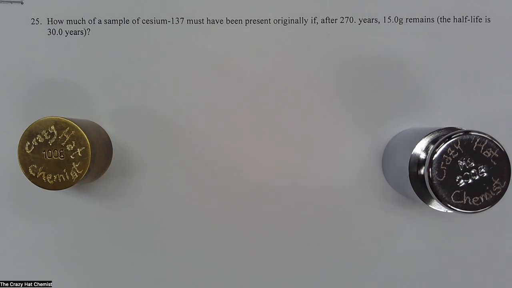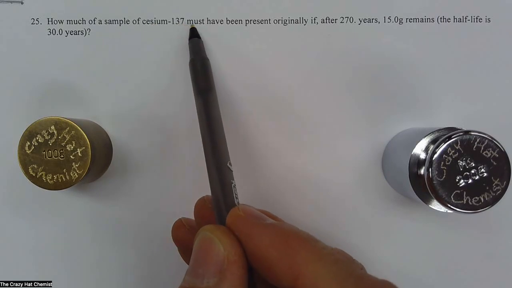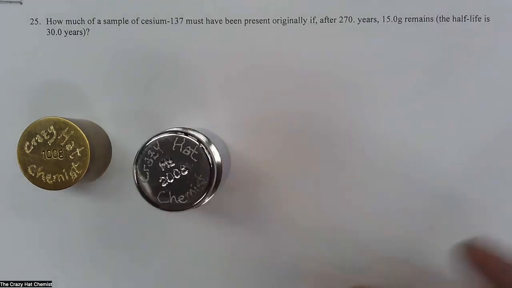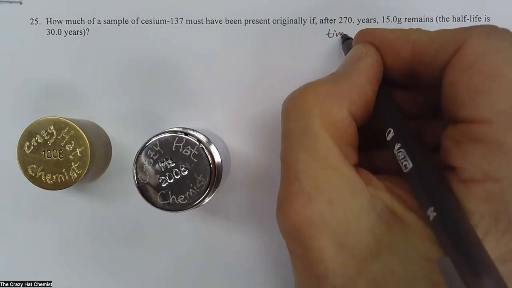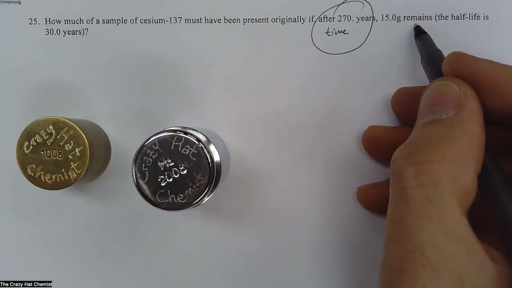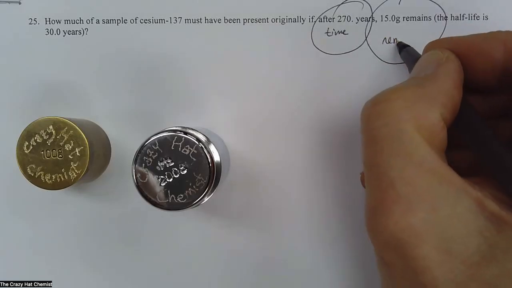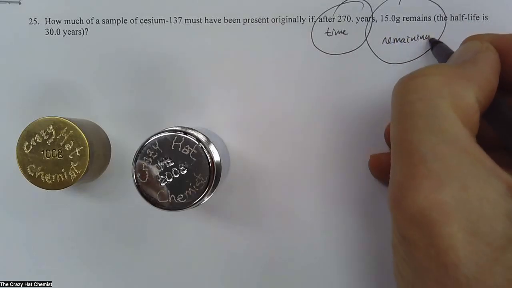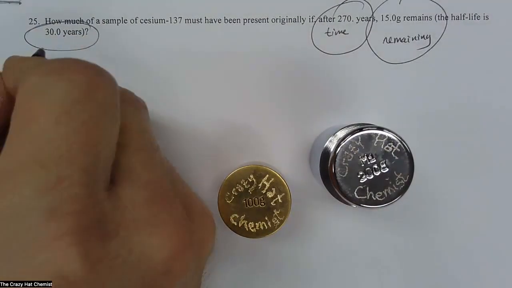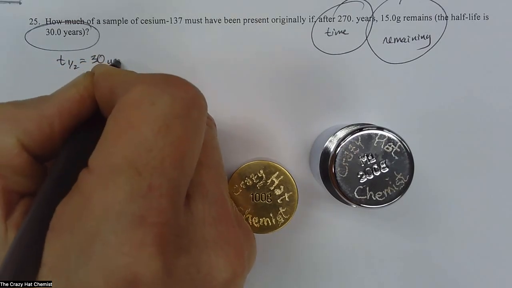So here we go. It says how much of a sample of cesium-137 must have been present originally if after 270 years, this is the time right there, 270 years, 15.0 grams remains. So this is the amount remaining. And then the half-life is 30 years. So t of 1/2 is equal to 30 years.